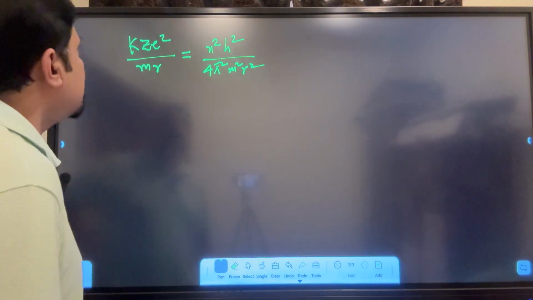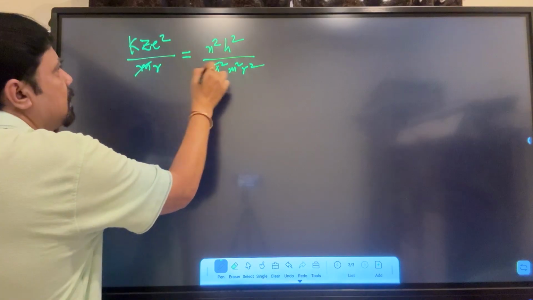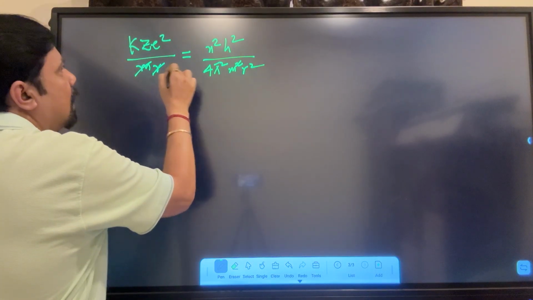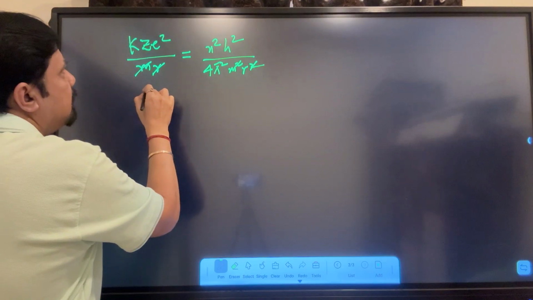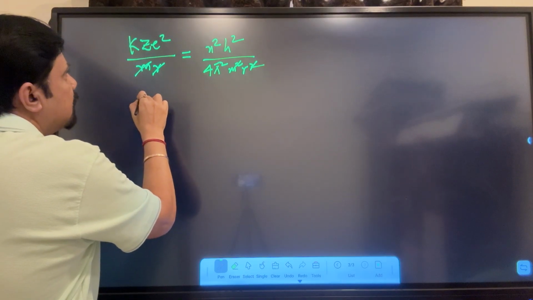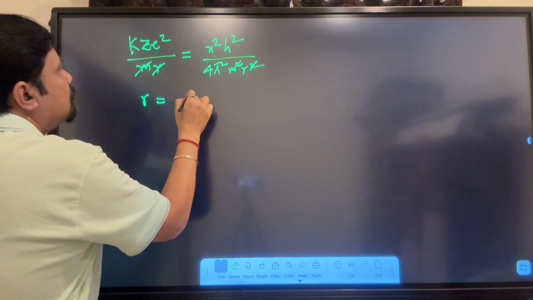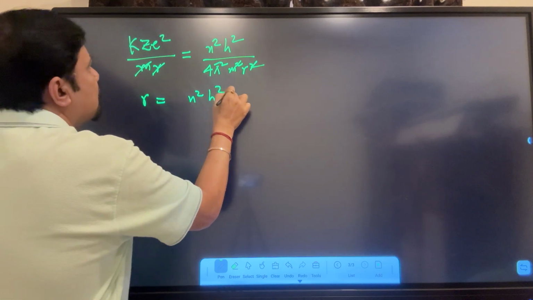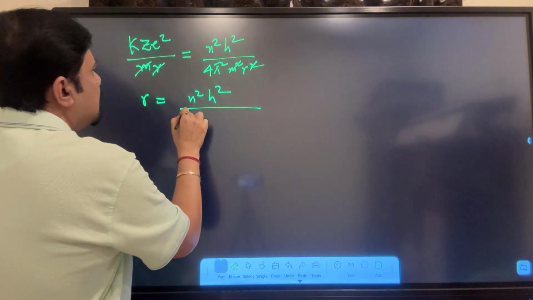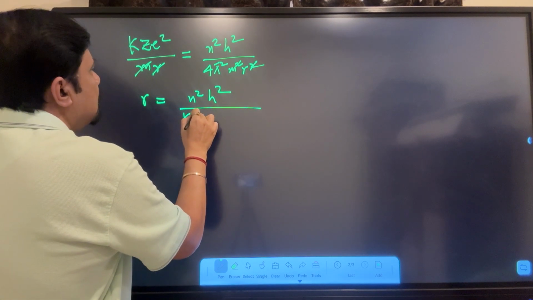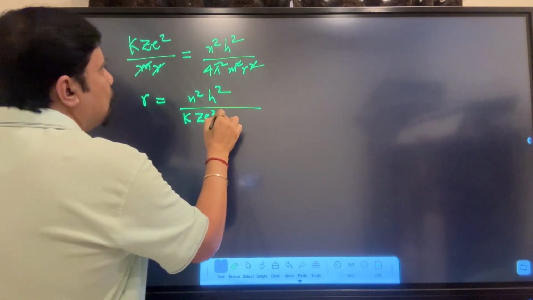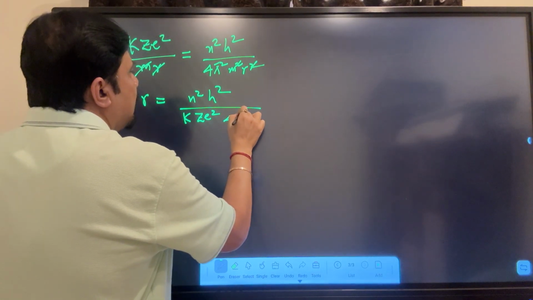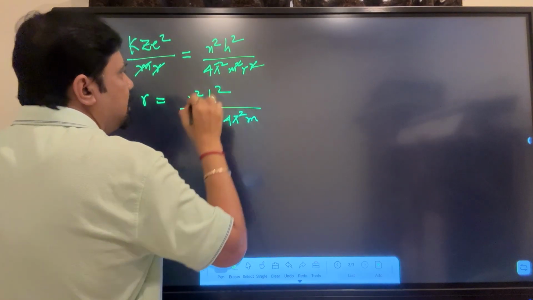Now, here the power of m cancels and the power of r cancels. Then if I bring this r to the other side, what we get is r equals n square h square by k into Z e square, 4 pi square m. We are getting this expression.